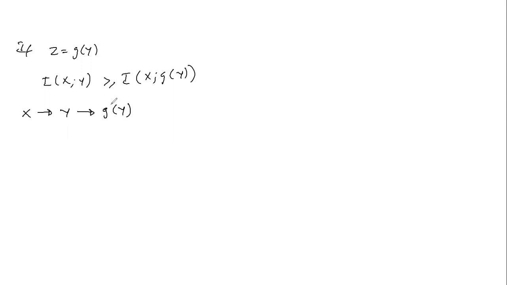Now, if z is a function of y, for instance, then the mutual information between x and y will be greater than the mutual information between x and the function of y, such that the Markov chain here is x, y, g of y. Okay? So this forms the Markov chain.